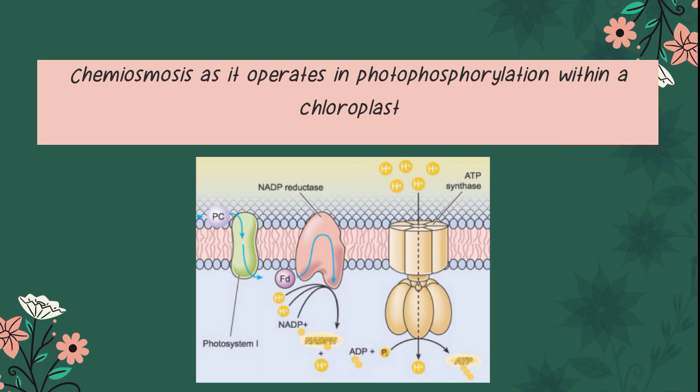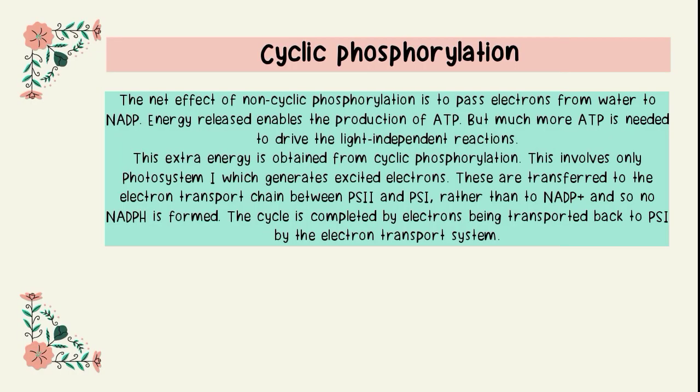Cyclic phosphorylation. The net effect of non-cyclic phosphorylation is to pass electrons from water to NADP. So, the energy released is enabled to produce ATP, but much more ATP is needed to drive the light-independent reactions. So the cycle is completed by electrons being transported back to PS1 by the electron transport system.